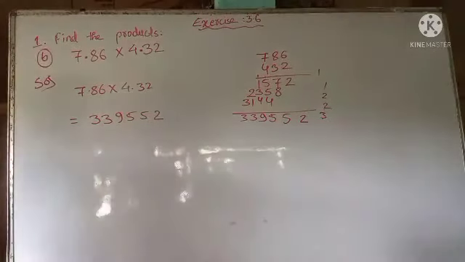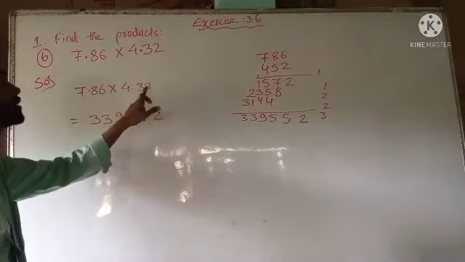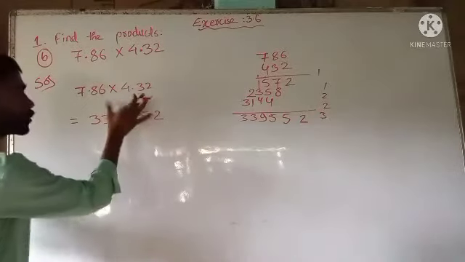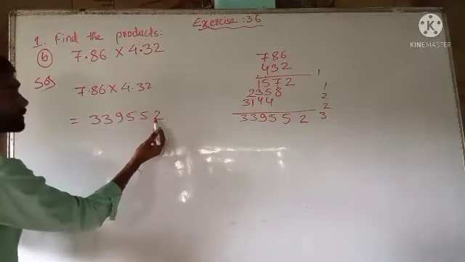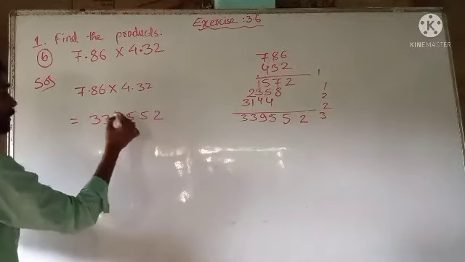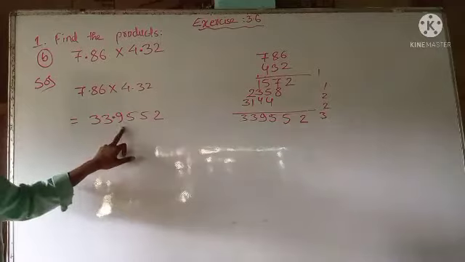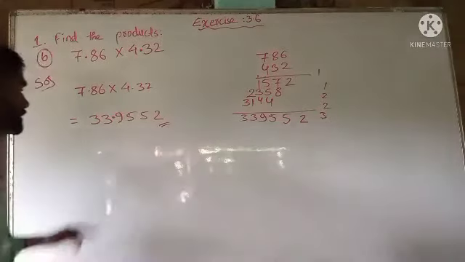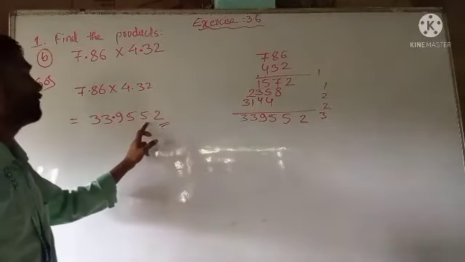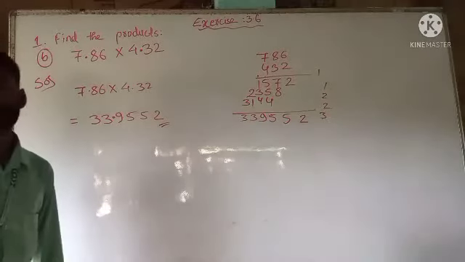We got this answer. Now after the decimal point, we can see that here it is 2 digits and here also 2 digits. So in total it is 4 digits. So we'll count 4 digits from the right hand side, 1, 2, 3, 4, and we'll put the decimal point here, between this 3 and 9. So this is our required answer, that is 33.9552.